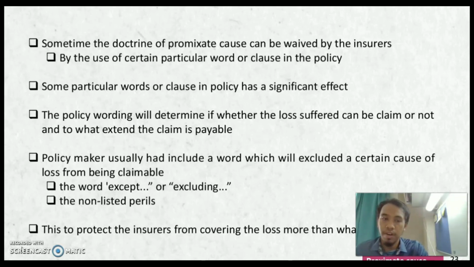For example, the policymaker usually includes words which exclude a certain cause of loss from being claimable. We can see in a policy words like except or excluding, which become the exception of that policy. Moreover, if the policymaker lists the perils, the non-listed perils will be considered as exceptions which cannot be claimed by the insured. This is to protect the insurer from covering loss of more than what they should cover.